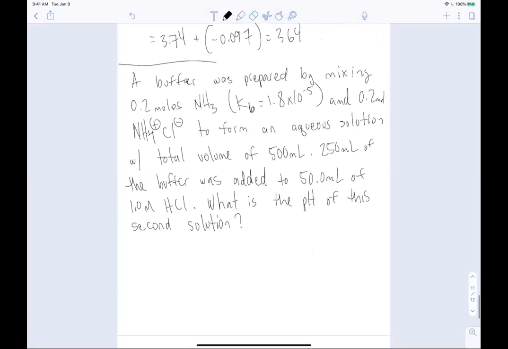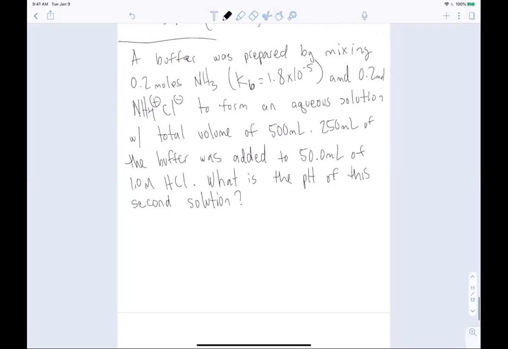Okay, now that we're done writing that short novel, let's reassess what this thing is. All right, so it's telling us that we have a buffer, we've got 500 mils of it, and we take 250 mils of that buffer and add it to 50 mils of HCl. And they're asking what's the final pH here.